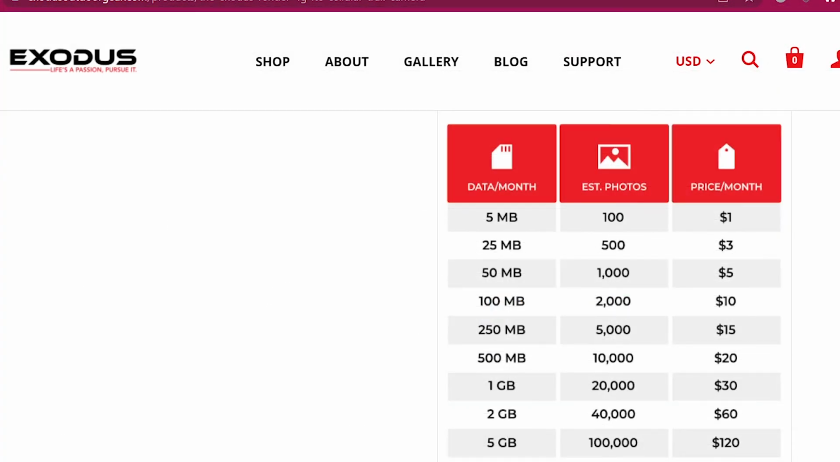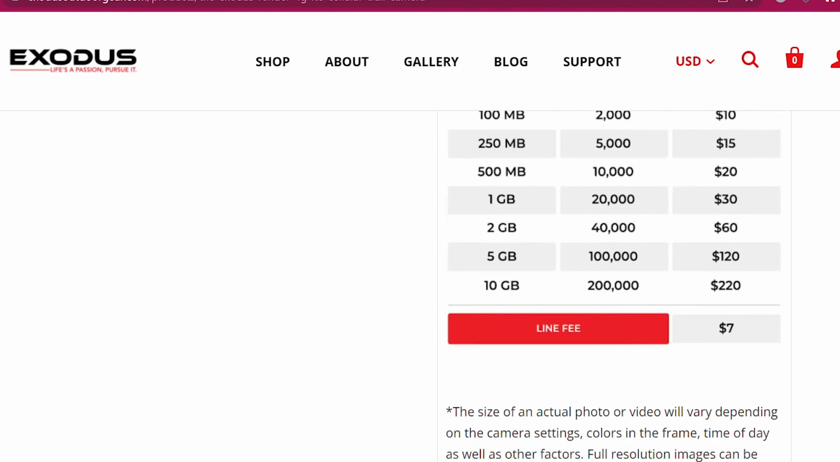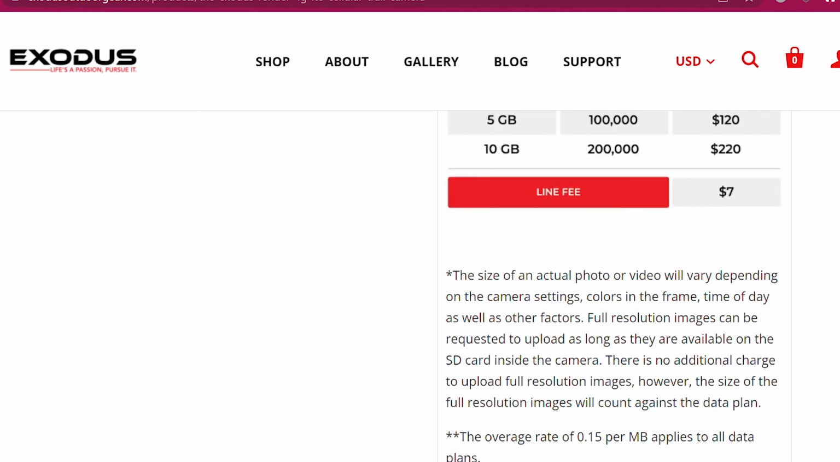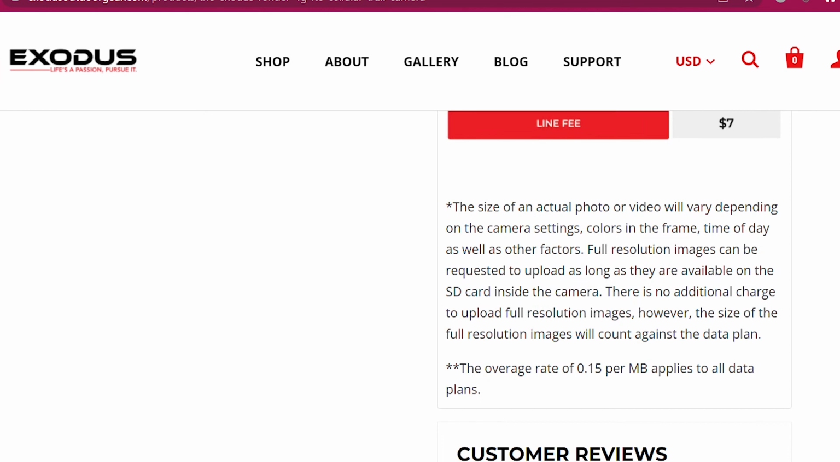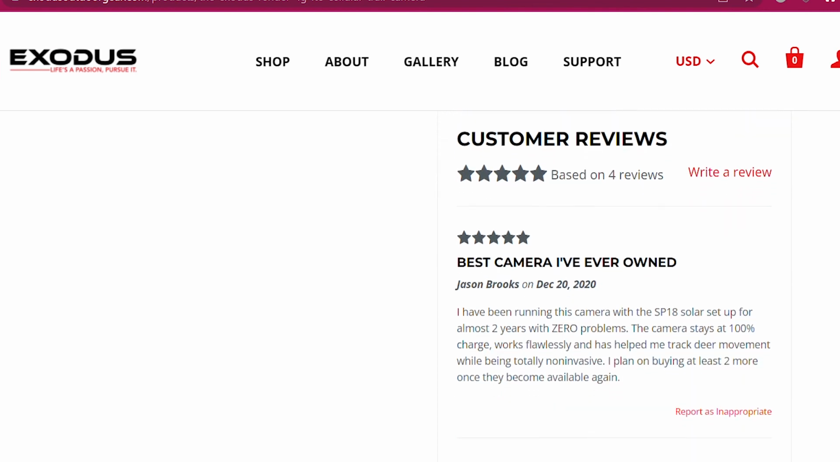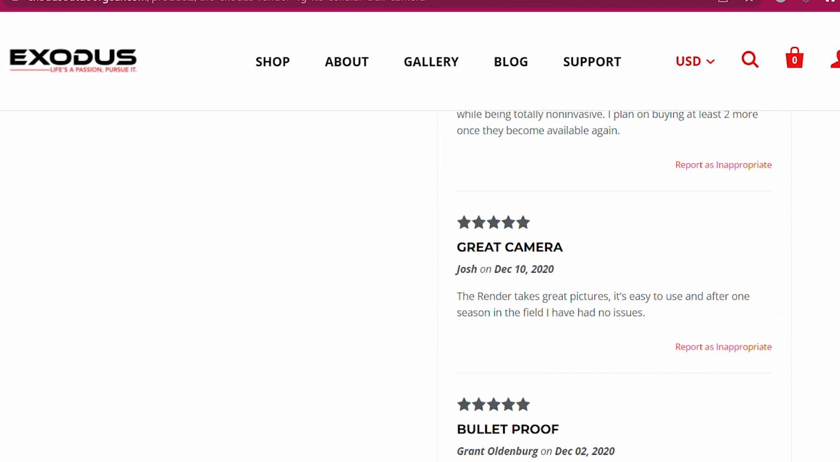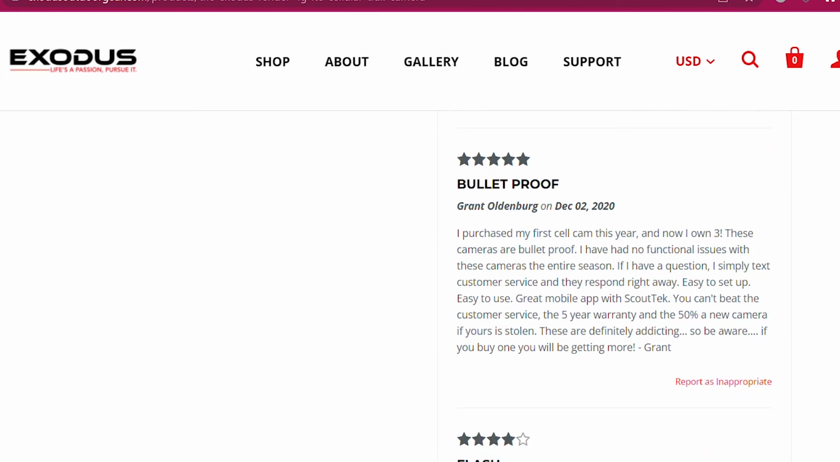I mean, you can get $1 for, what is it, 5 pictures, $7 a camera. Or maybe it's 100 pictures, I'm sorry, for $1. You get $3, you get 500 pictures, or 25 megabytes. You pay $5, you can get 2,000 pictures at 50 megabytes. But they do charge $7 per camera. So man, you're starting to add up real quick when you're talking about per camera, or if you divide it out amongst the cameras.